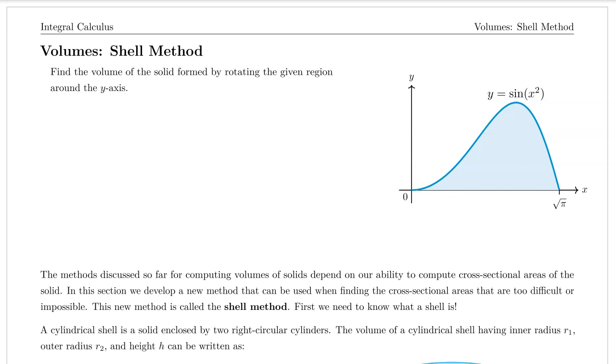In this video, we're going to be talking about volumes using the shell method. This first example says, find the volume of the solid formed by rotating the given region around the y-axis. So I've gone ahead and mirrored my graph around the y-axis, because that is my axis of rotation.